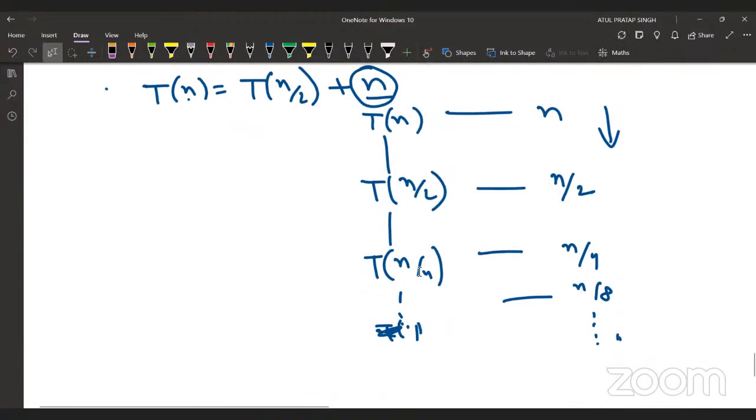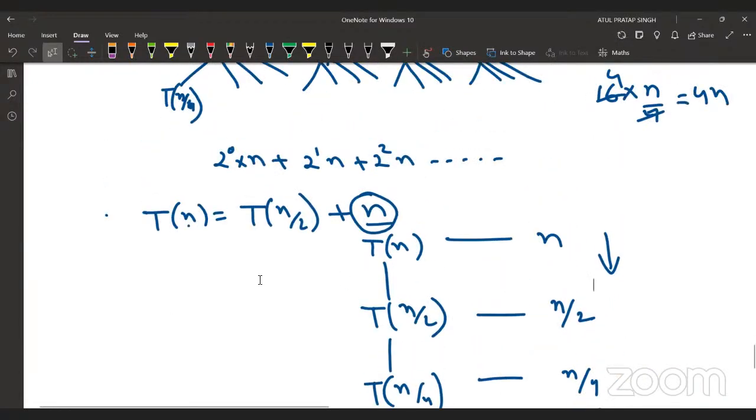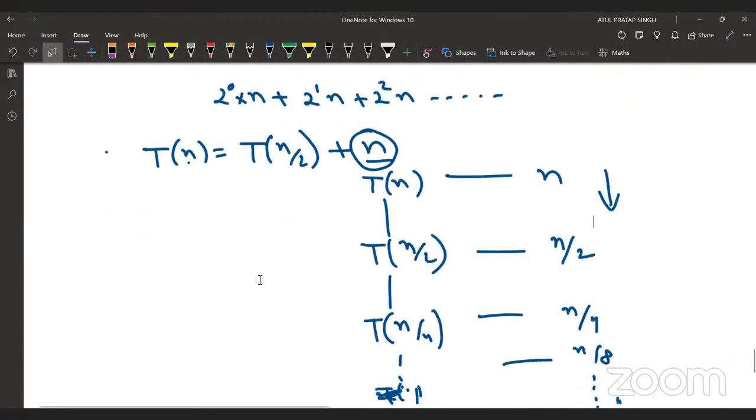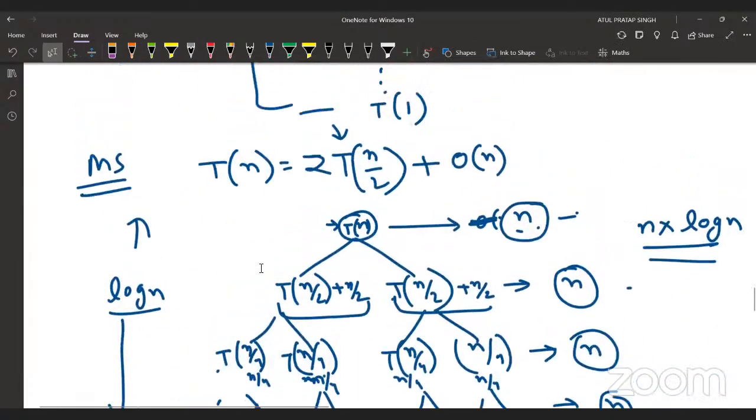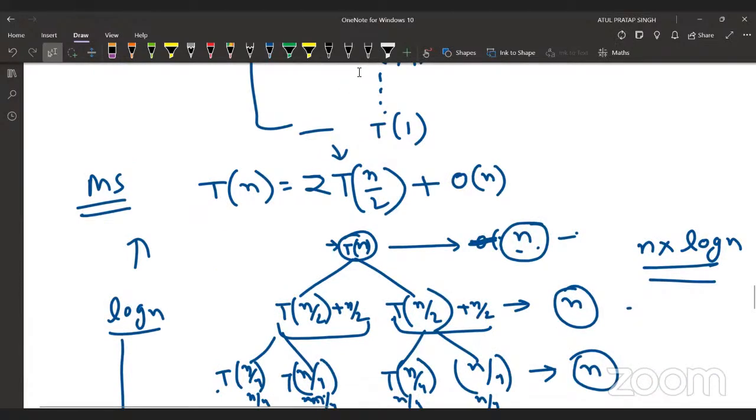Sir, can you explain what that big O of n is? In merge sort you wrote 2T(n/2) plus big O of n. What is the meaning of that big O of n? This is the extra cost required apart from the division process. Sir, this extra cost is due to the merge step, when we merge it? Yes, this is due to the merge operation.